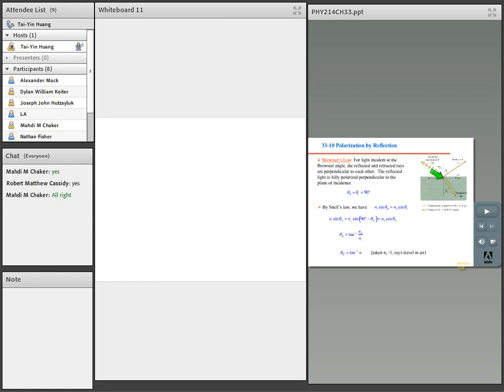One is going to be reflected. Once it strikes the surface, it is reflected, so we call this the reflected ray. The other light ray propagates through the material, and we call that the refracted light ray.